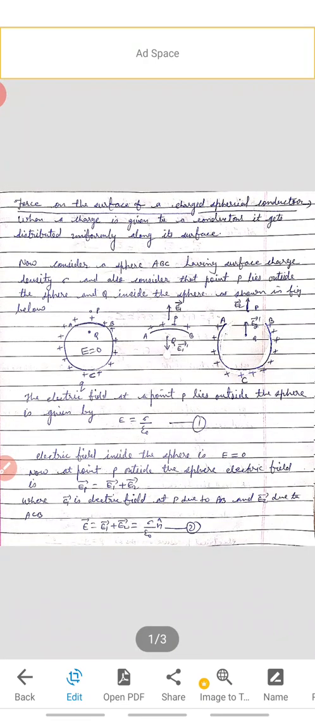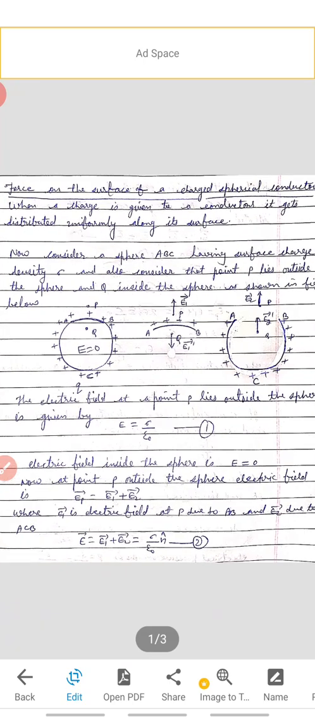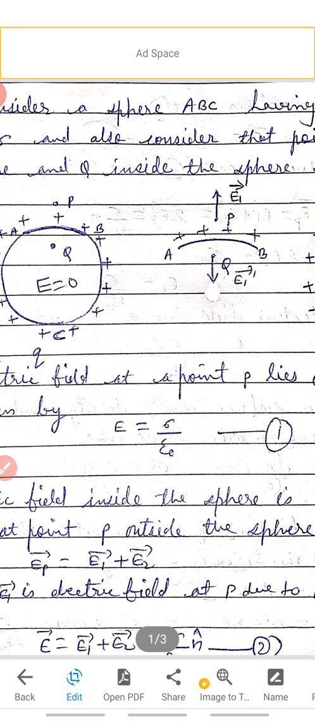The electric field at point P, which lies outside the sphere, is given by E is equal to sigma upon epsilon naught. This is the electric field at the point P outside the sphere.